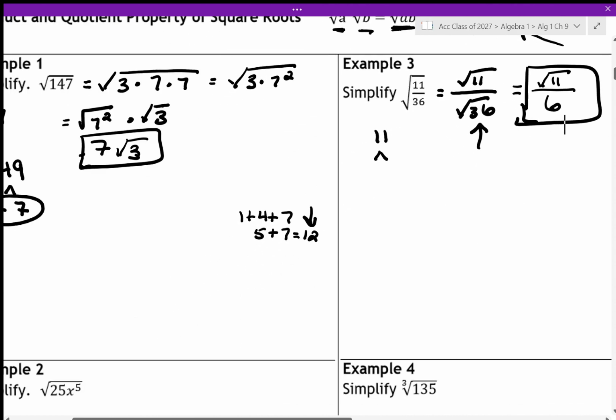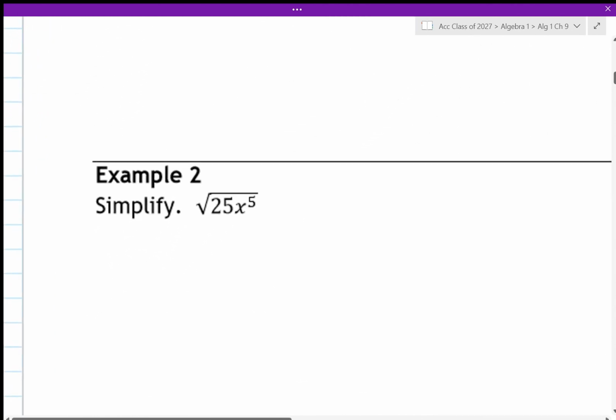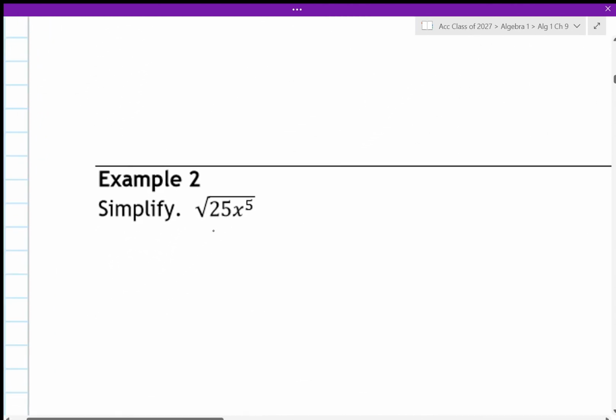Let's look down at example number 2 down here. Now this one, we have numbers and variables. So the 25, that is a perfect square, right? If you broke 25 apart, you got 5 and 5. That's a pair of 5s, and they come outside. So this is equal to 5 root x to the 5th.